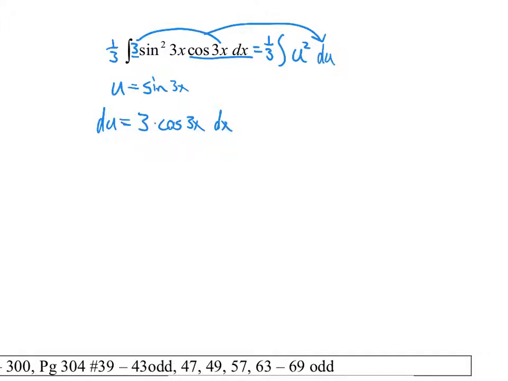And then they took the integral of u squared, which is 1/3 u cubed. So we have 1/3 times 1/3 u cubed. And that's 1/9 times u, which is sine of 3x, cubed, plus c. So, good work. You're getting the hang of it.